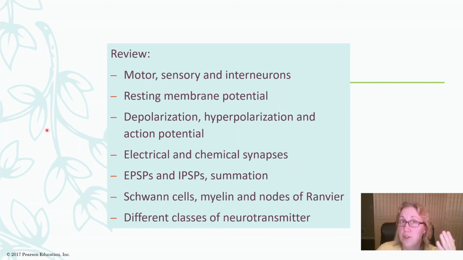What are those voltage-gated channels that open when an action potential occurs? The difference between electrical and chemical synapses, excitatory and inhibitory synapses, Schwann cells and the nodes of Ranvier and how that increases the speed of action potentials, and then the different types of neurotransmitter and examples of those. So a neuropeptide, you should know, is a polypeptide that's made out of a chain of amino acids, and that means it's made in the ribosomes, and that's how it ends up being secreted by the cell.